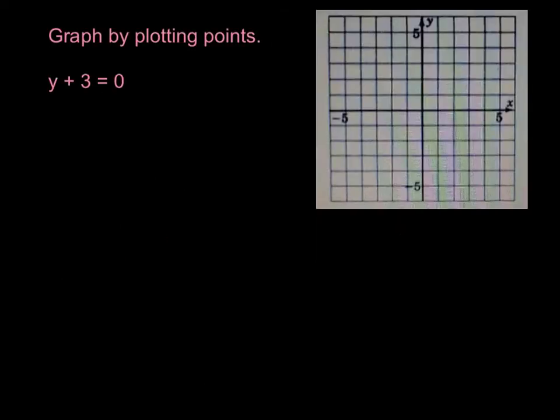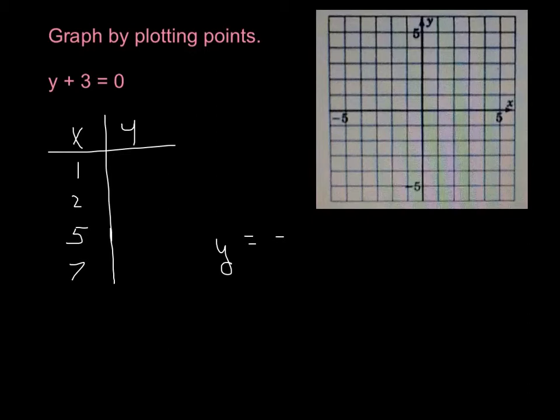Okay, you are to graph by plotting points. You can do that, or you can just subtract 3 from both sides and say y equals -3. But let's do it as the problem requests. We know that when you don't have an x in the equation, x can be anything. It doesn't matter. So what that tells you is you actually have to solve the equation for y. So you would subtract 3 from both sides, and that gives you y equals -3. So everywhere on the line, no matter what x is, y is going to be -3.